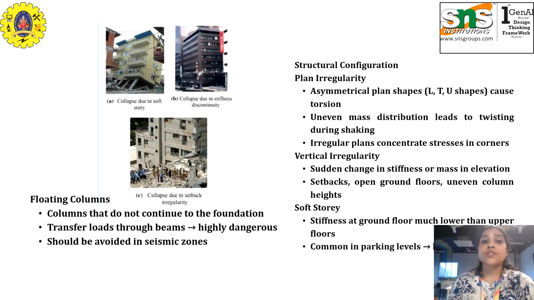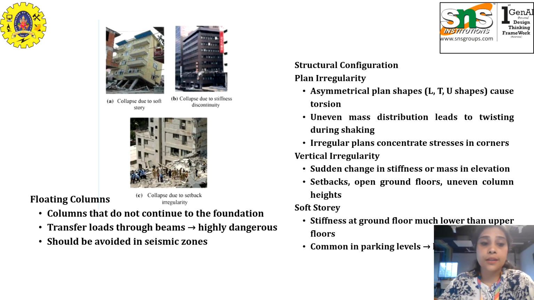Next is the structural configuration. Plan and vertical irregularities may occur. The shape and layout of a building greatly influence its seismic behavior. So what is plan irregularity? Asymmetrical shapes like L, T, U cause uneven twisting or torsion when mass is unevenly distributed, and stress is concentrated at the re-entrant corners. Next is vertical irregularity. It suddenly changes the stiffness or mass between floors, which creates very weak links. Examples are setbacks, uneven columns and open ground.